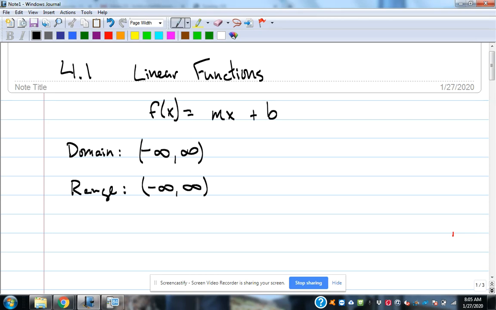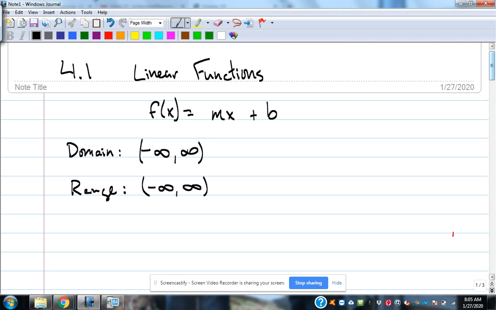Where that can change is when you get into the context of a word problem. And you've got to think about what's going on in context of that problem. Can you make a negative profit or something like that, which is possible. Or if the domain is talking about people, you can't have negative people, right? It's either zero or a positive. So that can change depending on the word problem situation. But just a regular linear function, those are the things that are going on.